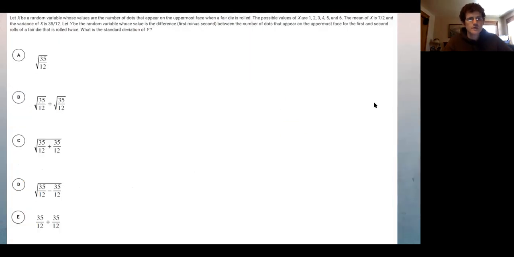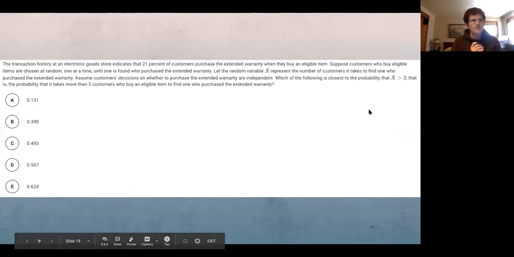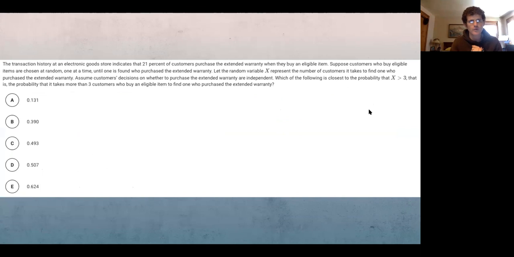I'm going to skip this one. I'm going to do this one, though. Transaction history at an electronic goods store indicates that 21% of customers purchase extended warranties. Suppose customers who buy eligible items are chosen at random until one is found who purchased the extended warranty. So hopefully your brain is already starting to think about what kind of probability we're looking at here. Let the random variable x represent the number of customers it takes to find one who purchased the extended warranty.